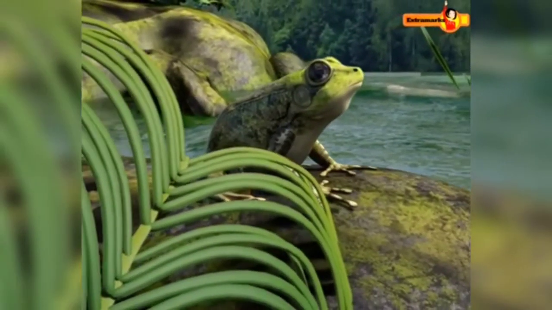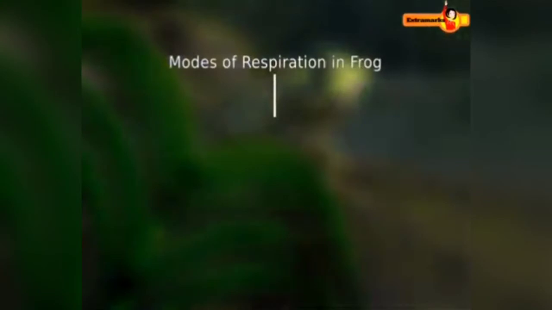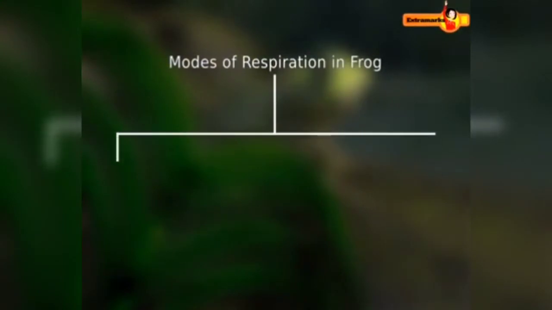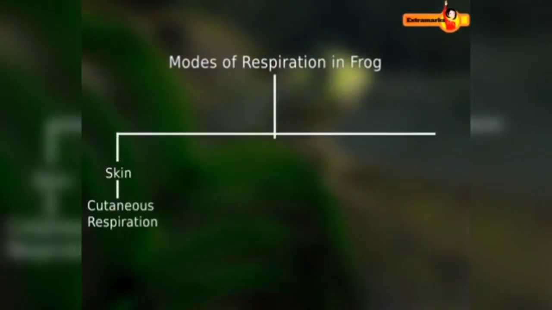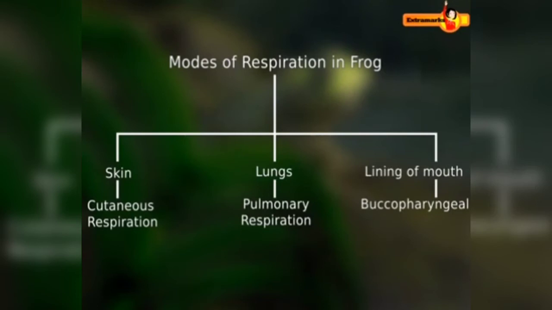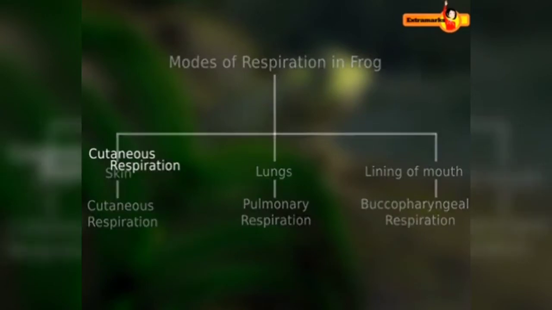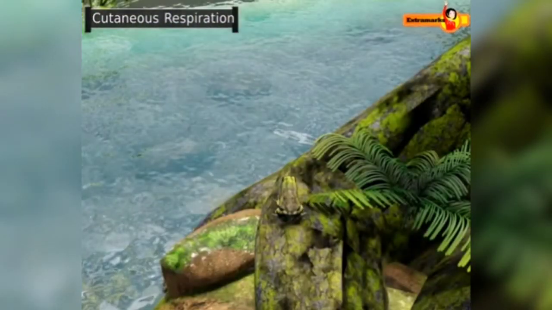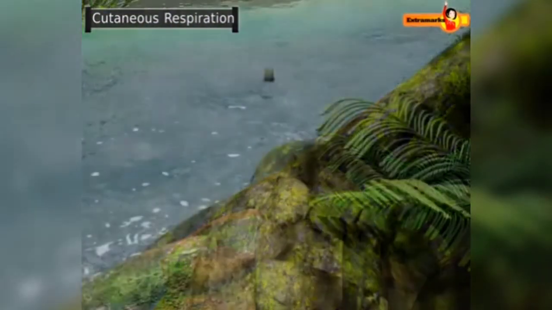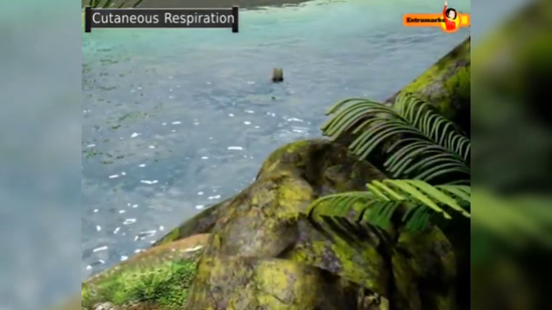A frog is able to exchange oxygen and carbon dioxide through skin, that is cutaneous respiration, lungs, that is pulmonary respiration, and lining of mouth or buccal, that is buccopharyngeal respiration. The exchange of gases through the frog's moist skin is known as cutaneous respiration.